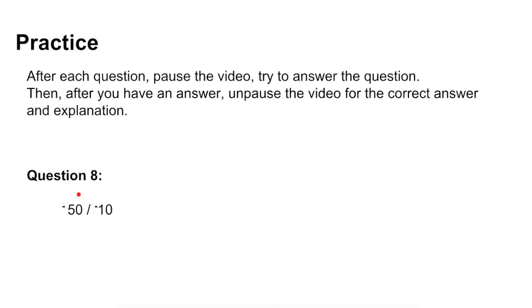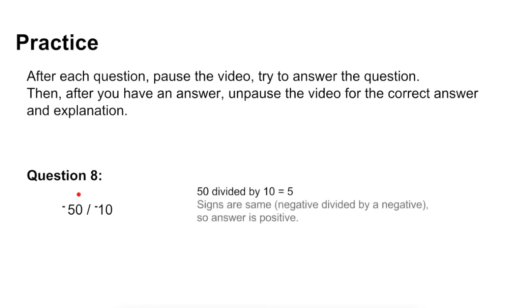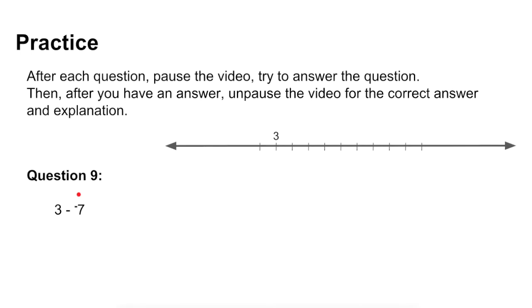Next one, negative 50 divided by negative 10. Pause the video. 50 divided by 10 is 5. The signs are the same, negative divided by negative, so the answer is positive 5. Oh, look at this. We're back to subtraction. So we have to think of the number line again, not memorizing positives and negatives. So we have to think, oh, pause the video.